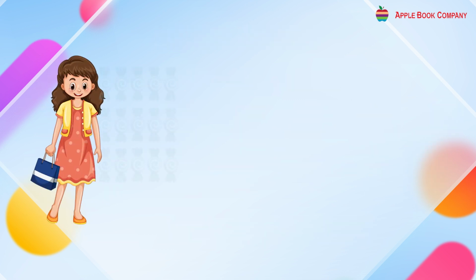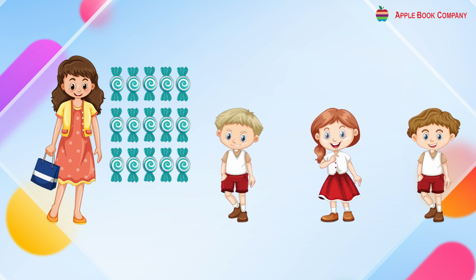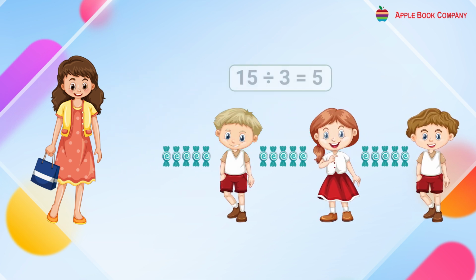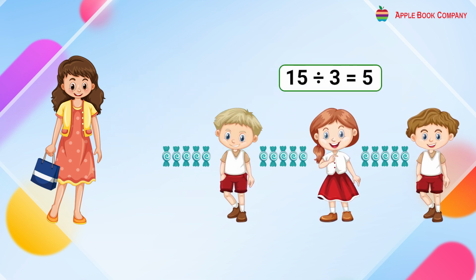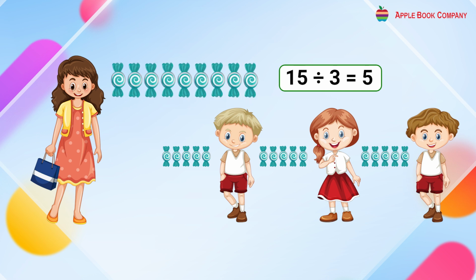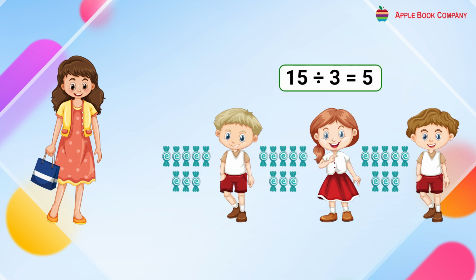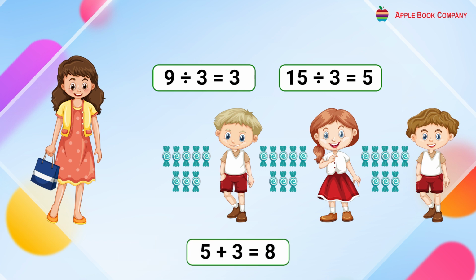Third problem. Mary gave 15 toffees equally to her 3 cousins. So 15 divided by 3 is 5 toffees. She found 9 toffees in another bag. She gave them also equally to her cousins. So 9 divided by 3 is again 3. So how many toffees did each cousin get? Each cousin got 5 plus 3, which is equal to 8 toffees.